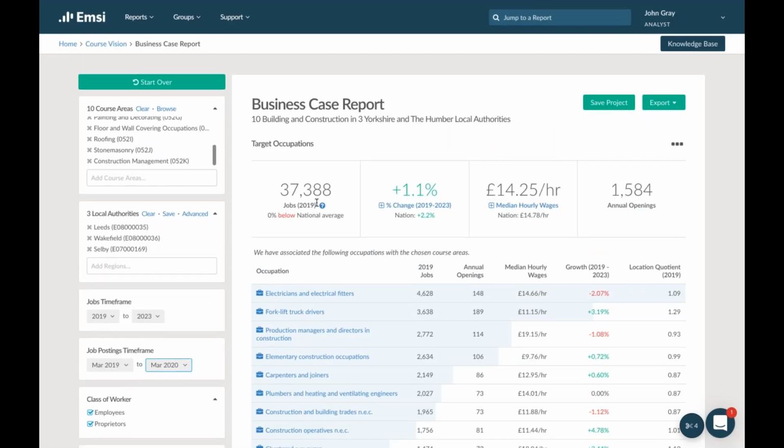So this report pulls in lots of different pieces of data from within the broader analyst tool, and certainly sections that we've already looked at from Course Vision.